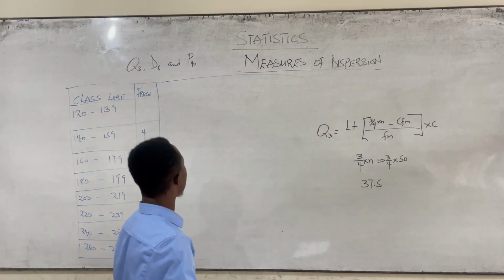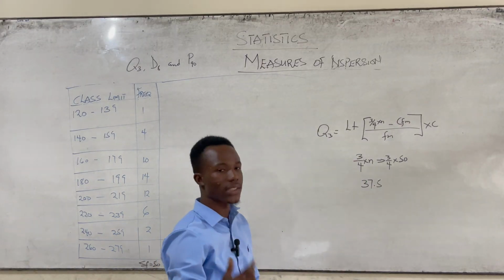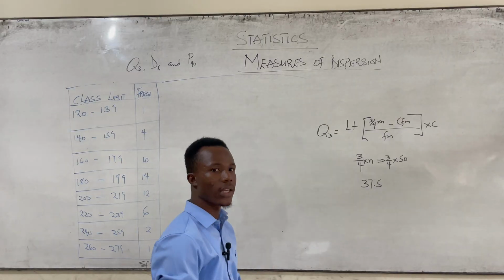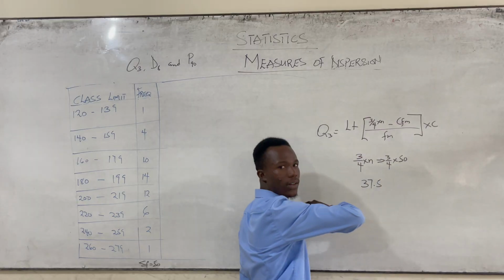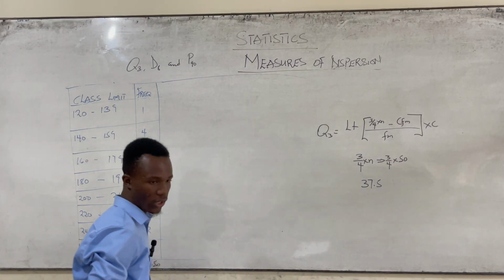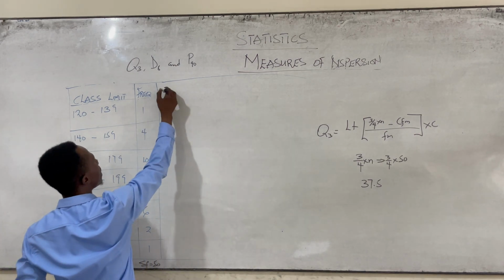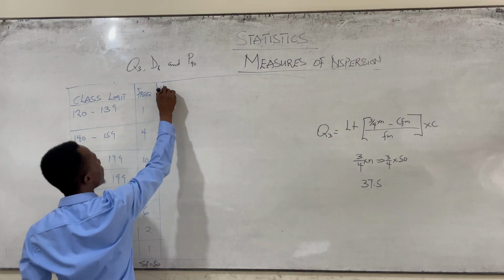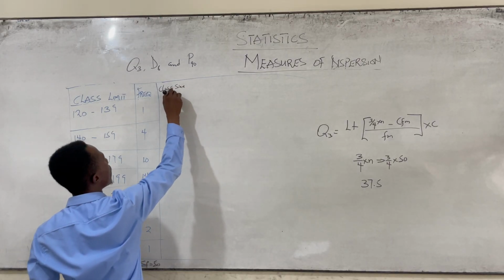Do you get it? Now mind you, as I said in the previous video, when you are calculating anything that goes with a formula, you first start from your right hand side, right? So first you calculate for C. So now let's calculate our C. This is the original table given. So our C is the class size or the class width.